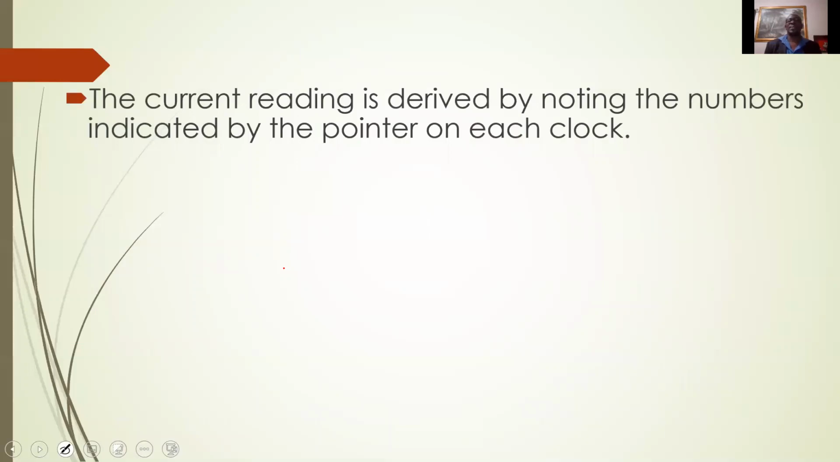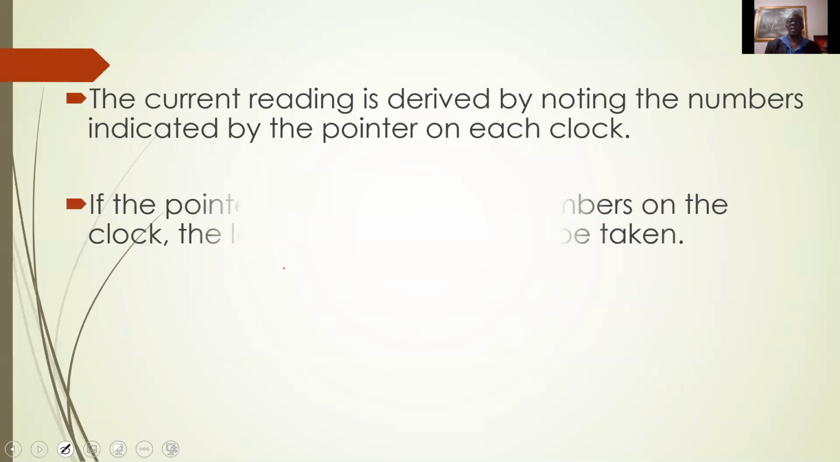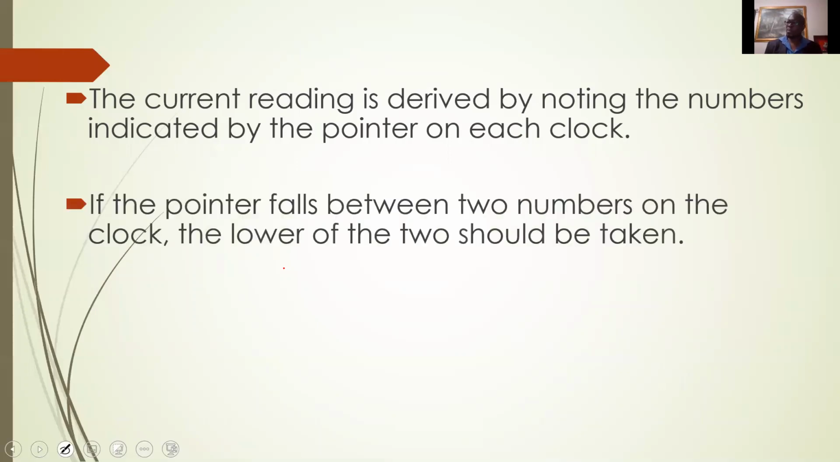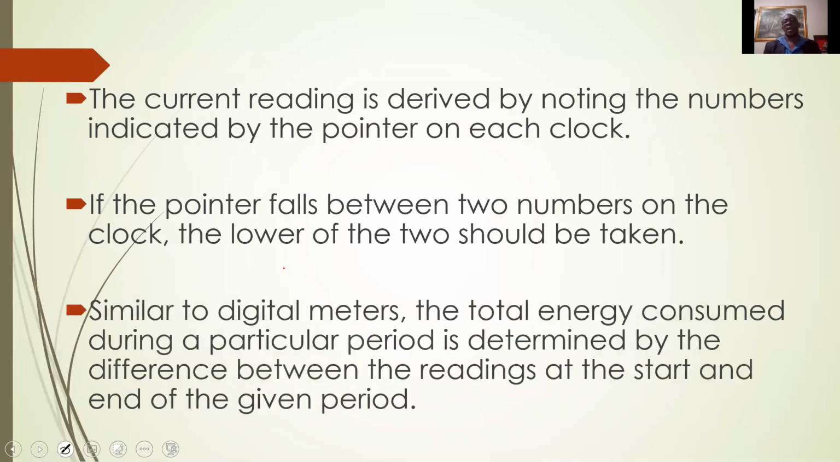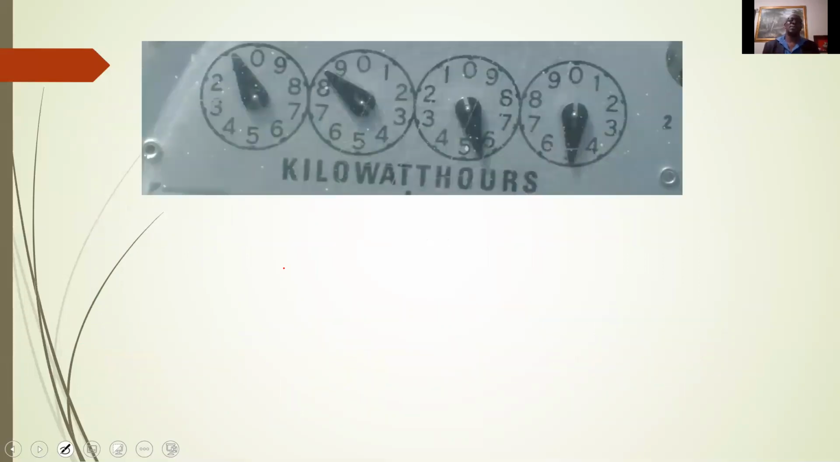And the current reading is derived by noting the numbers indicated by the pointer on each clock. Now, if the pointer is between two numbers on the clock, the lower of the two should be taken. So if it's between 6 and 7, then we will take 6 as the reading. And we determine the energy consumed in the same way as with the other meters: current minus previous.